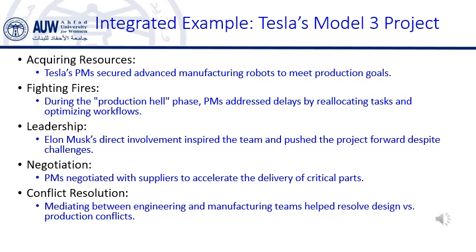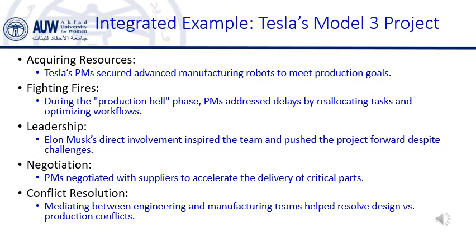Financial strain. Tesla was under financial pressure because they had invested heavily in the Model 3 project. With delays, there was a risk of running out of cash to keep production going. The project manager's role here was critical. The team needed to identify problems quickly and implement solutions.